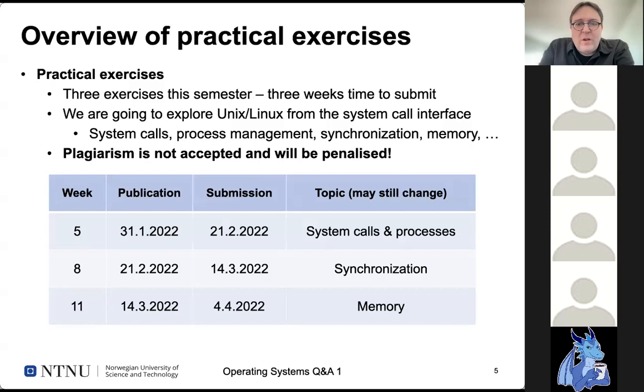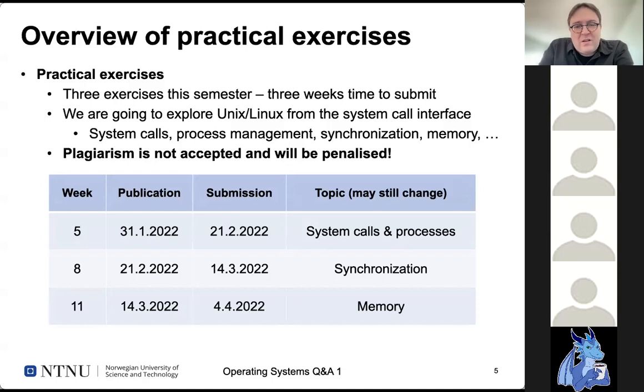And what I didn't mention so far, which operating system are we actually looking at in detail? So we're going to explore the Unix operating system, which also works for Linux. And we're going to take a look at the interface between user mode programs and the operating systems. So these so-called system calls, which means all sorts of things for process management, synchronization, memory, input-output handling, and so on.